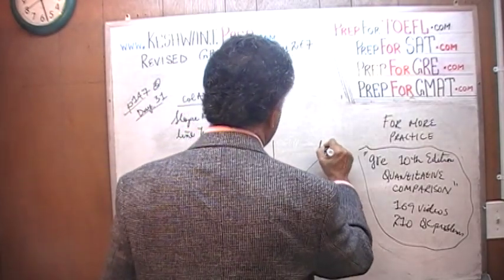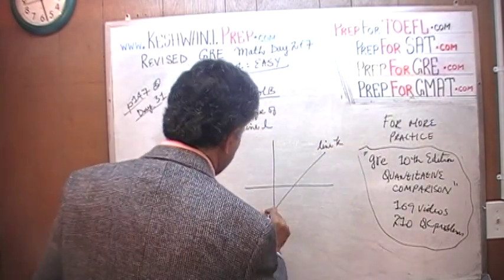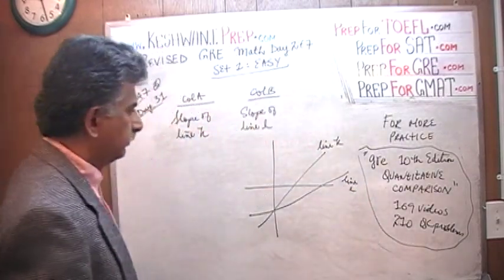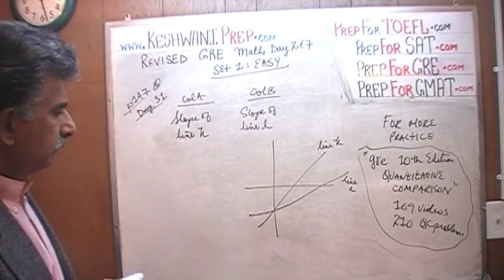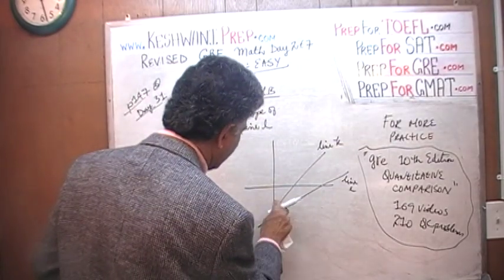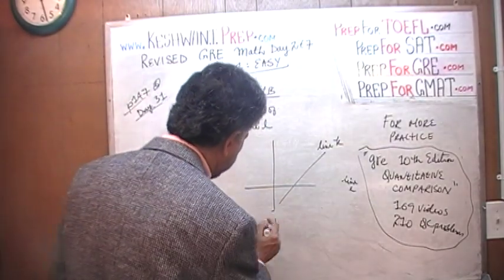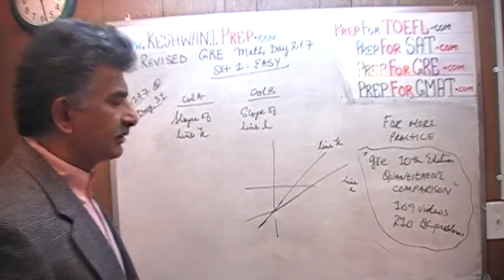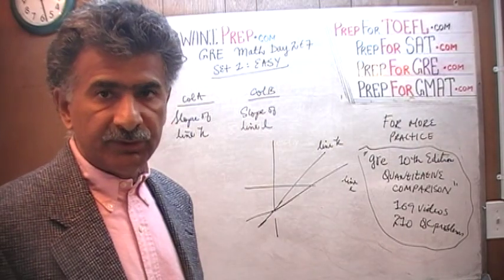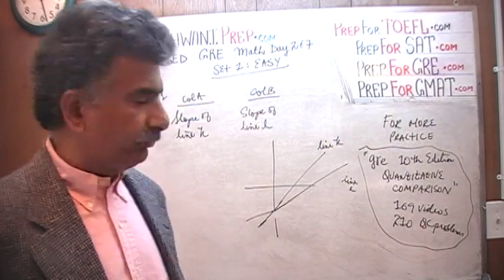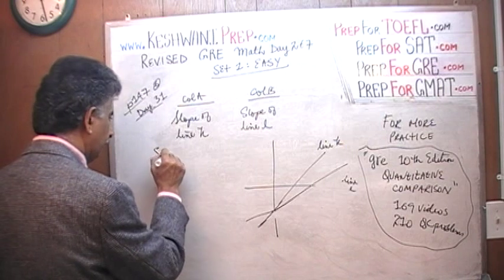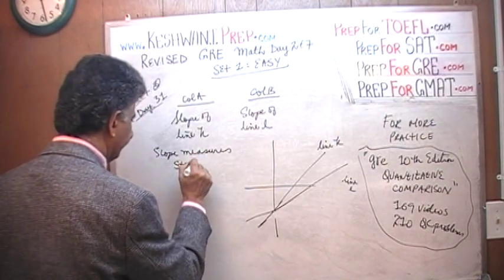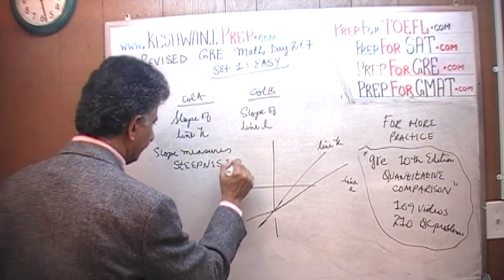Here is our line K, and here is our line L. Let me redraw it. Which line is steeper? What does slope measure? That's what it is. What does slope measure? Slope measures the steepness of a line.